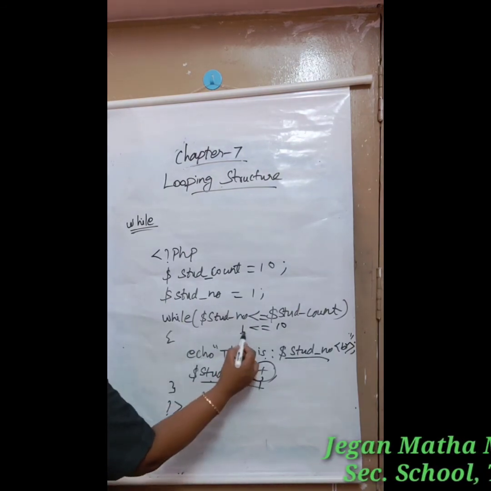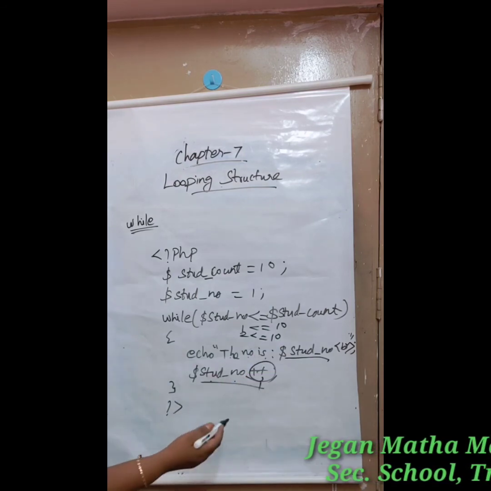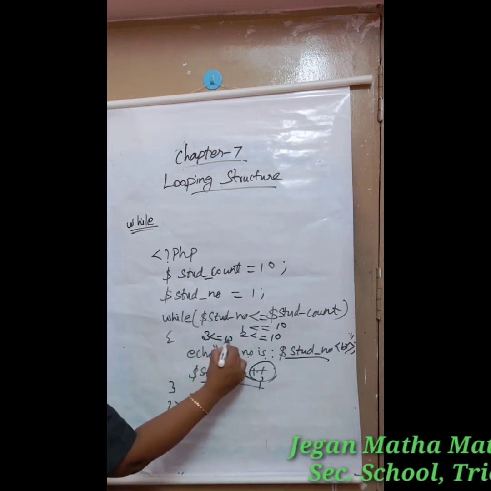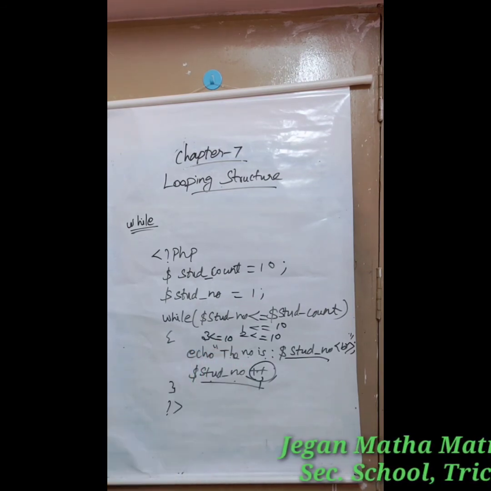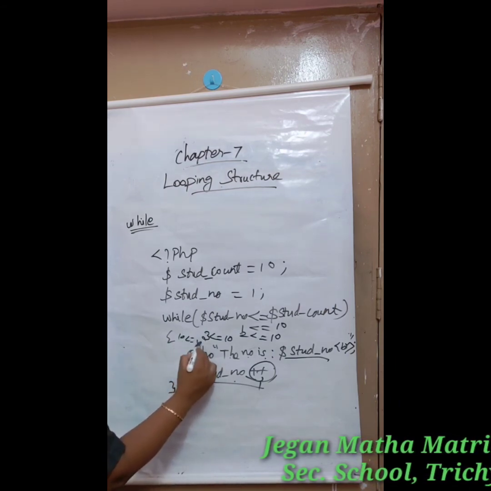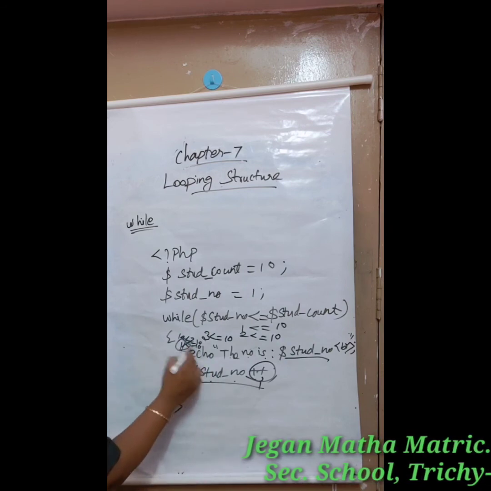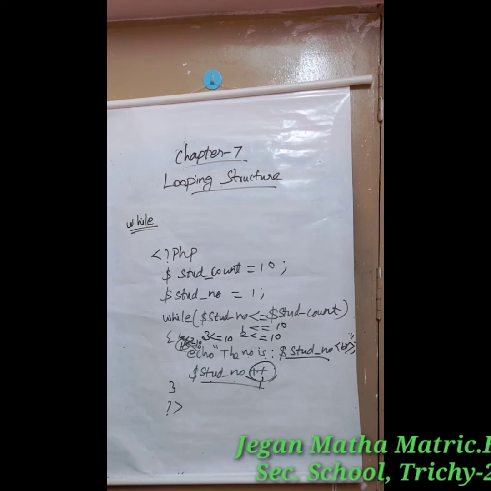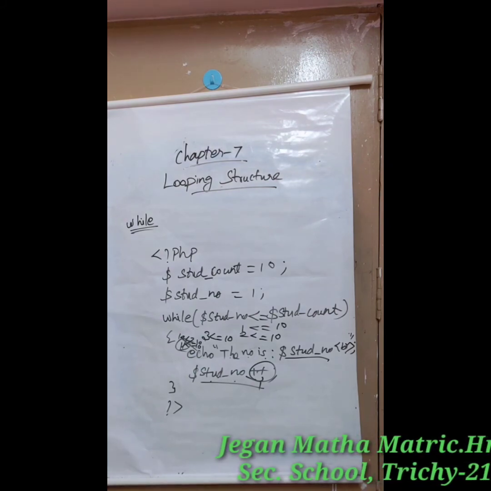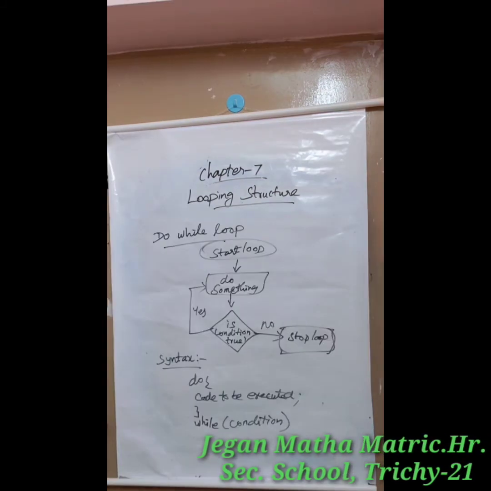Again it checks the condition, 2 less than or equal to 10. Condition true, so it prints the number is 2, and then 2 plus 1 is 3. Again 3 less than or equal to 10, condition true, so the number is 3. Until 10 it prints the result. When it comes to 11, the test condition becomes false, so it exits from the program. It processes until the condition becomes false.